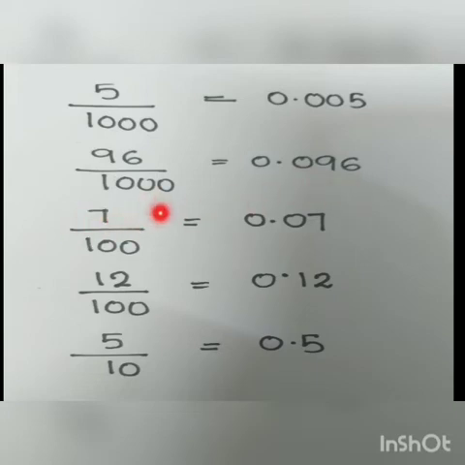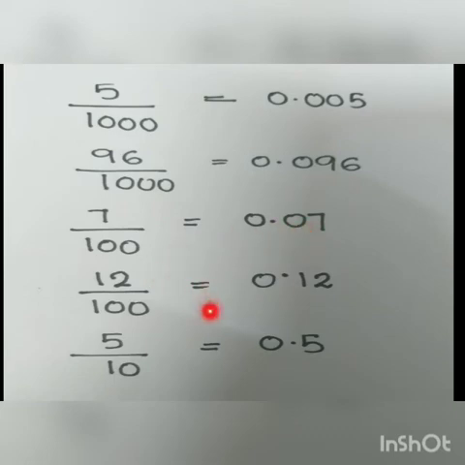Next, 7 by 100. Here what is the denominator? The denominator is 100. So in 100 how many zeros? 2 zeros are there, isn't it? So if it is 2 zeros, after the decimal point we should have only 2 places. So here I have only 1 place. So in order to make 2 places I have to add 1 more zero.